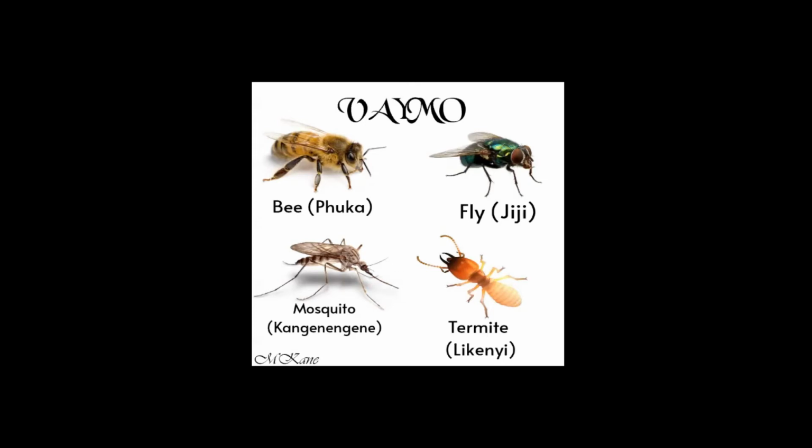Then I've got the mosquito. Kangenengene as mosquito. Kangenengene. So plural, it becomes tungenengene.